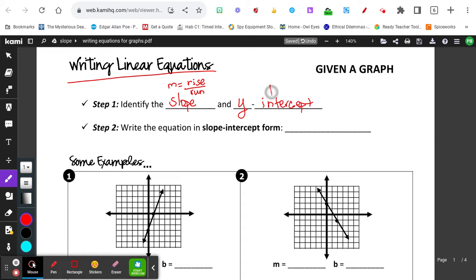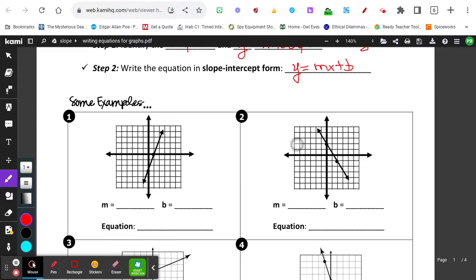Okay, so the y-intercept is b. That's where your line touches the y-axis. Touches or crosses the y-axis. And then you write your equation in slope-intercept form once you find both. And remember, when you write it in slope-intercept form, you keep y and x, replace m and b. All right, let's take a look at some examples.